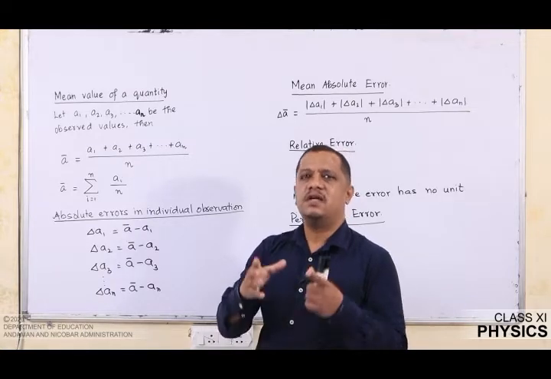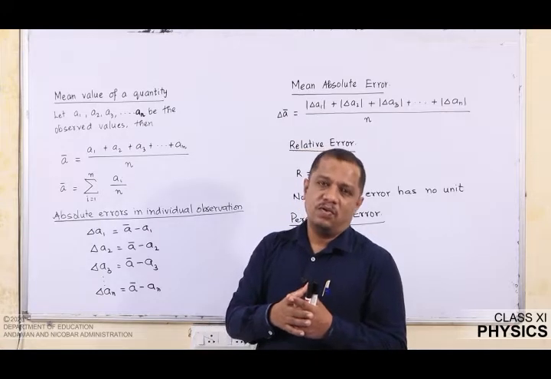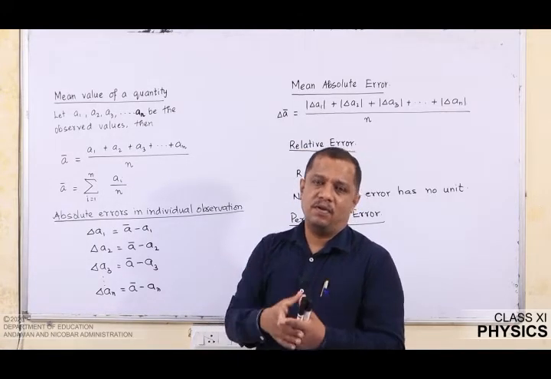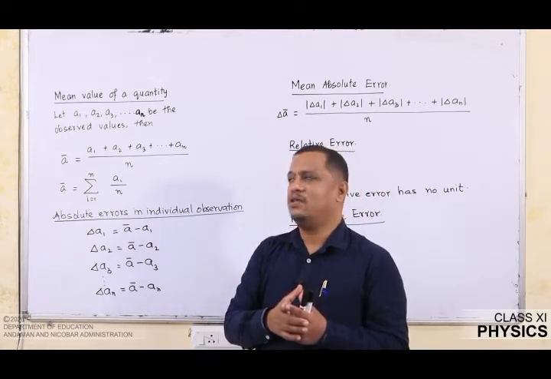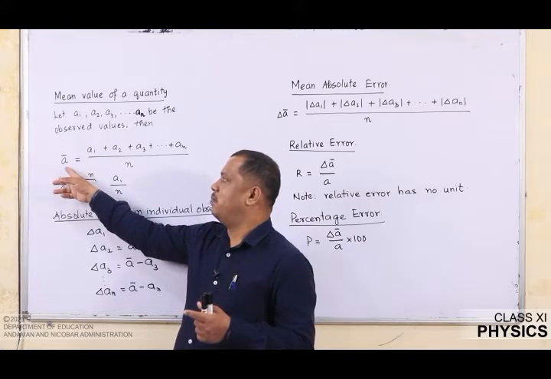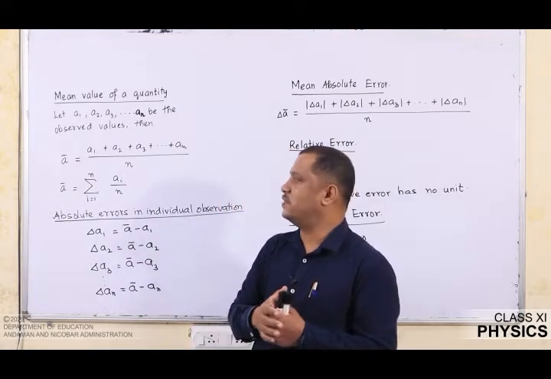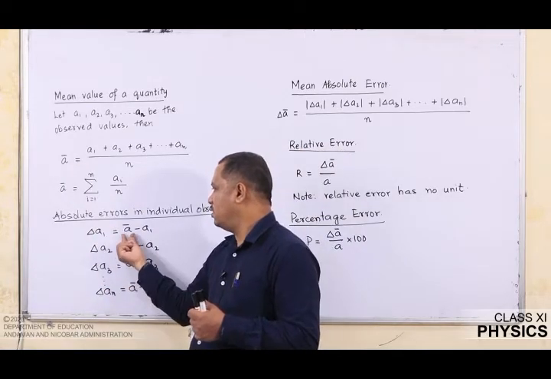The true value has also to be measured, and I told you that when we make a large number of observations and we find the mean of those measurements, then that value is regarded as the true value. So, for us A bar or the average value is the true value of that particular physical quantity which is being measured. So, therefore, this is the true value.